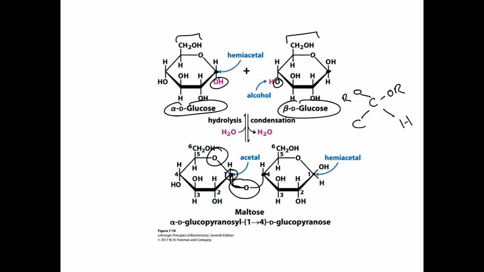So this is carbon 1, the anomeric carbon. We connected carbon 4, the hydroxyl group on it, to carbon 1 of the alpha D-glucose. So the whole name becomes alpha D-glucopyranosyl 1-to-4, because that's the linkage, D-glucopyranose.